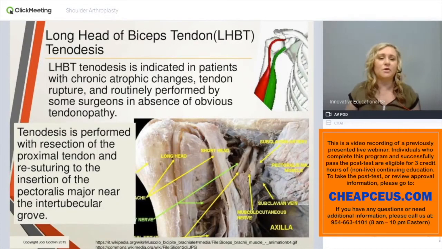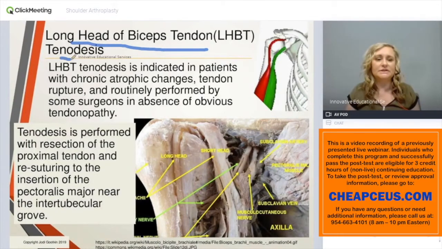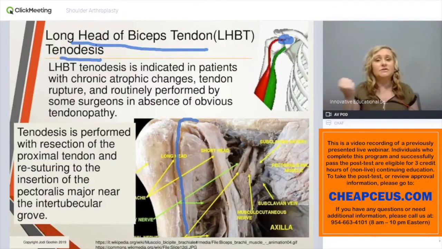Another procedure that might be performed concurrently is a long head of biceps tenodesis. When we look at the anatomy in this area, the long head of the biceps on this bottom left image is coming up in this area, and in the top image we see that it inserts on the supraglenoid tubercle. So it is a shoulder flexor as well as an elbow flexor.